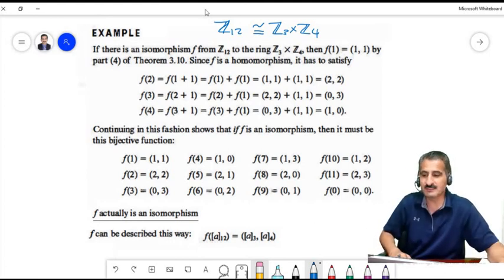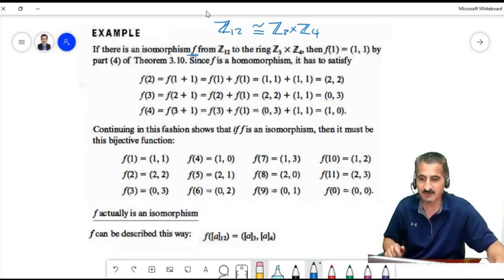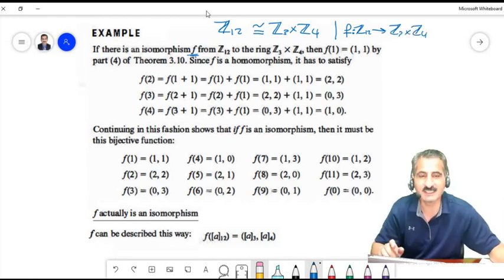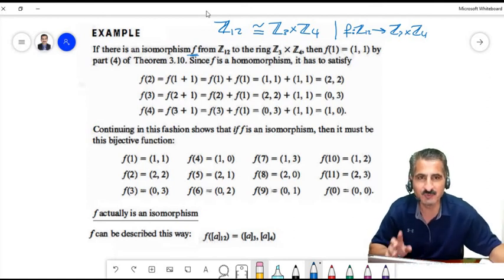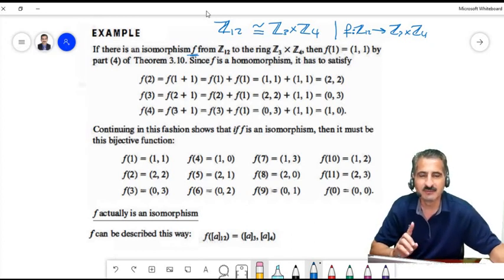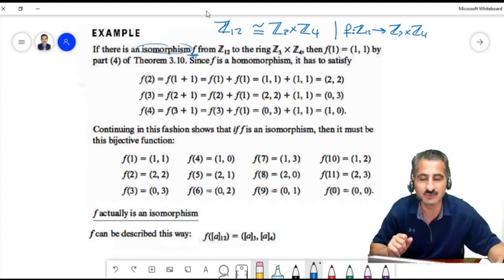Okay, so let's see if we have an isomorphism f that takes Z12 to Z3 cross Z4, then it must take the identity to the identity, right? We just proved that homomorphisms do that. So if f is an isomorphism, then it is a homomorphism, so it will take the identity to the identity.